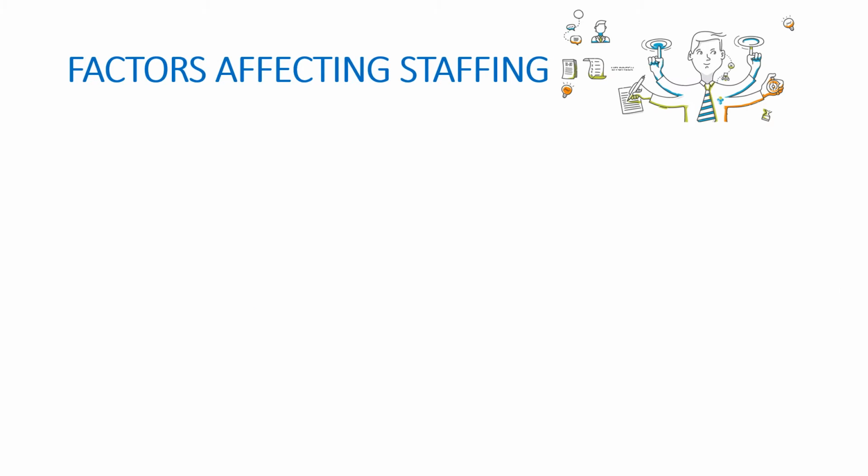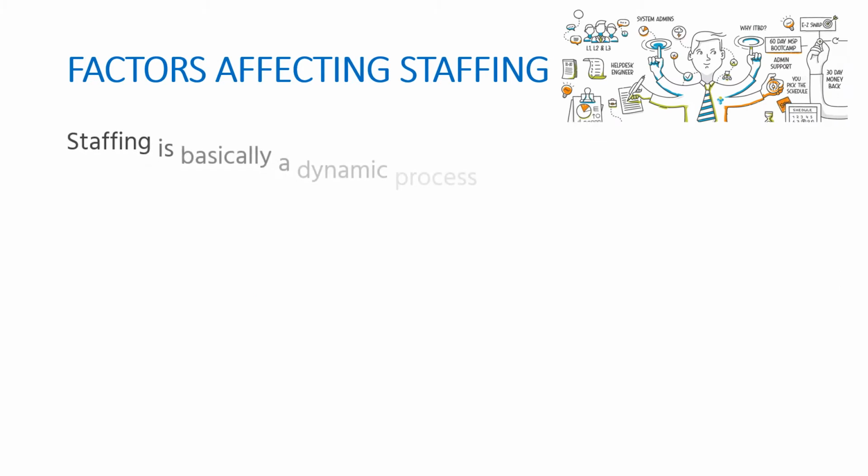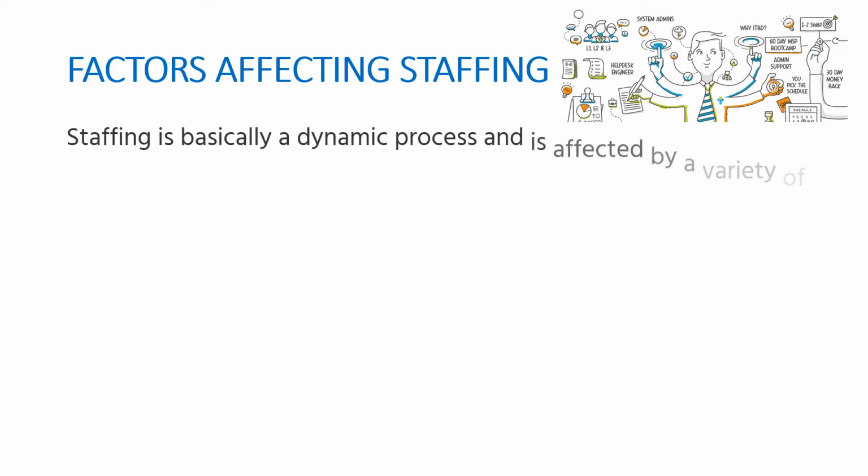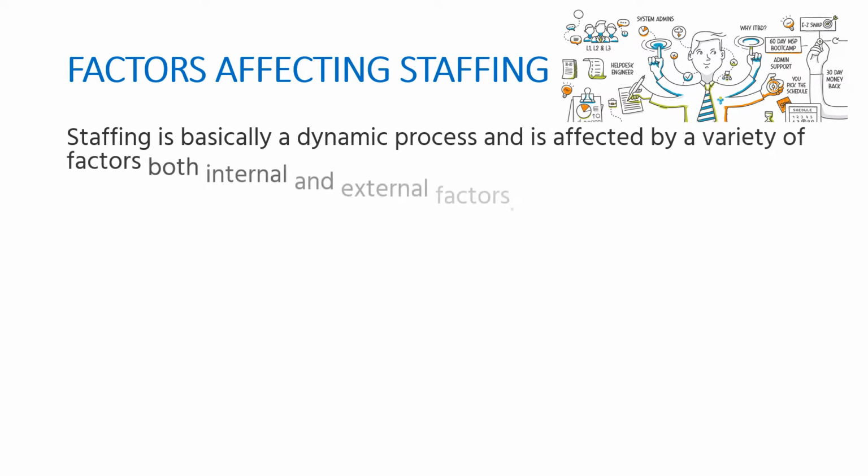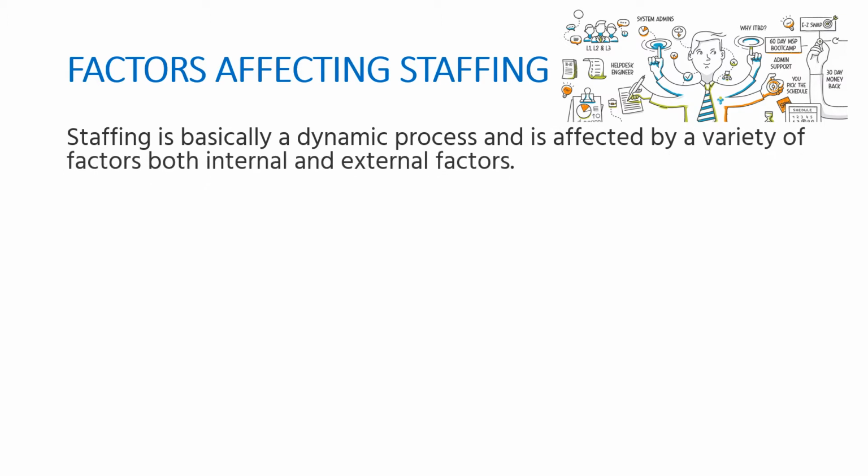Now we'll see the factors that affect staffing. Staffing is basically a dynamic process and is affected by a variety of factors, both internal and external. So let's discuss the external factors. The first one is political factors. Political stability, political parties and their political gimmicks, formations of new political parties, splits in trade unions, etc. These changes in trade unions complicate the task of staffing.